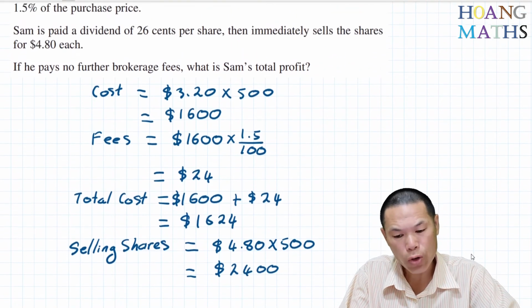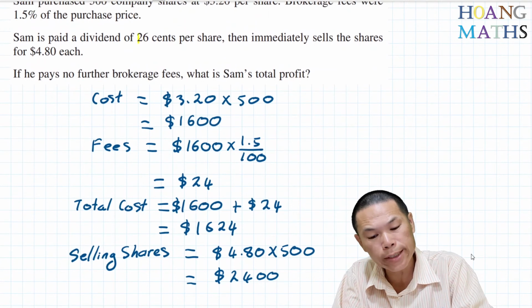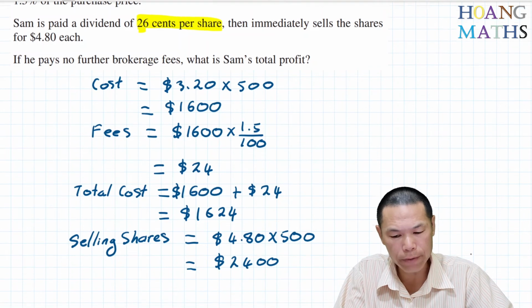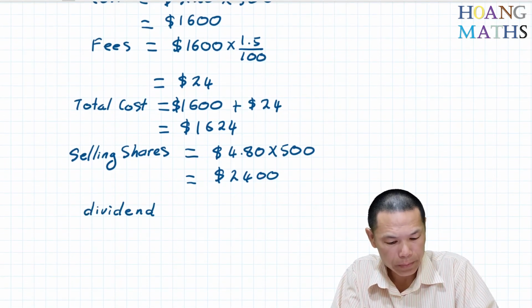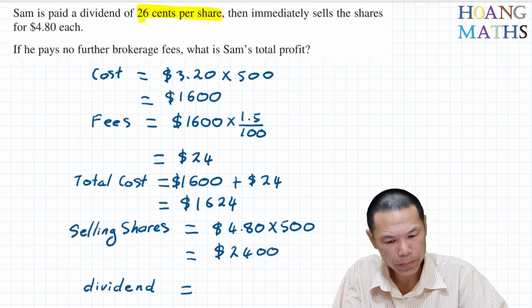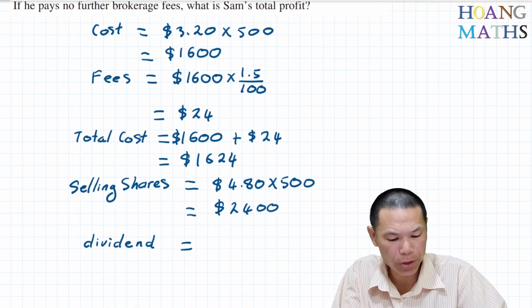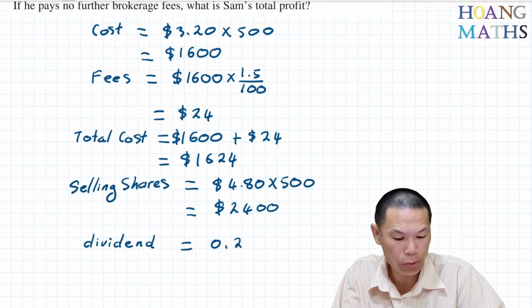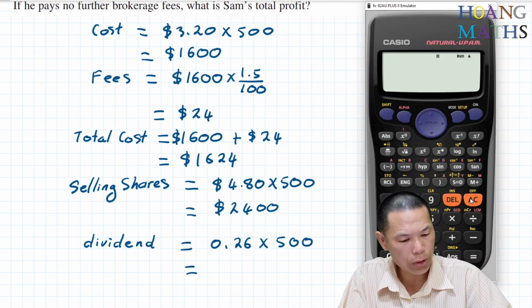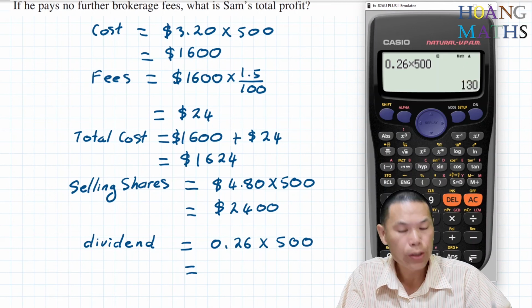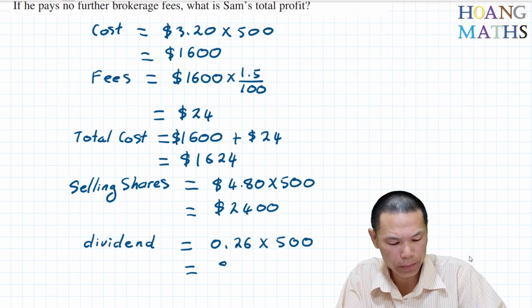And he also received dividends of 26 cents per share from the company. Okay, so to work out the dividend, that is equal to 26 cents per share, so 0.26 times 500 shares that he has in the company. So just go 0.26 times 500. So that is $130.